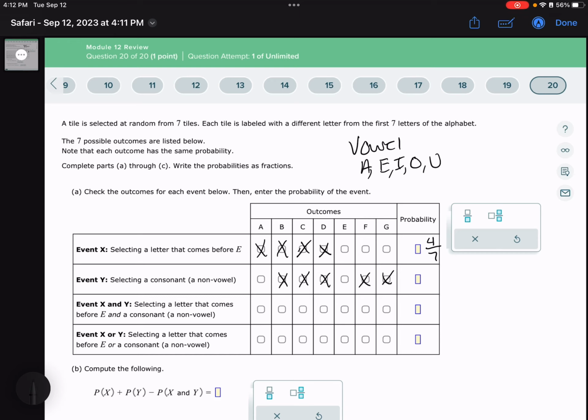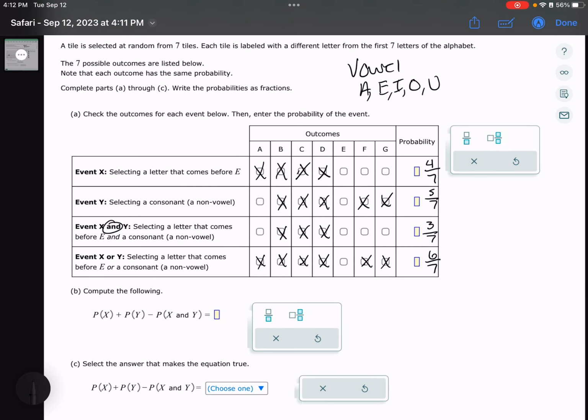The next one is and. So where's the overlap, which would be B, C, and D. And I'm not writing these probabilities in, so 3, 4, 5 out of 7, then 3 out of 7. And then the last one is the or. So I want to include everything that I've done, which is this. So everything that's less than E and the consonants. So I need to include these two as well, giving me 6 out of 7.